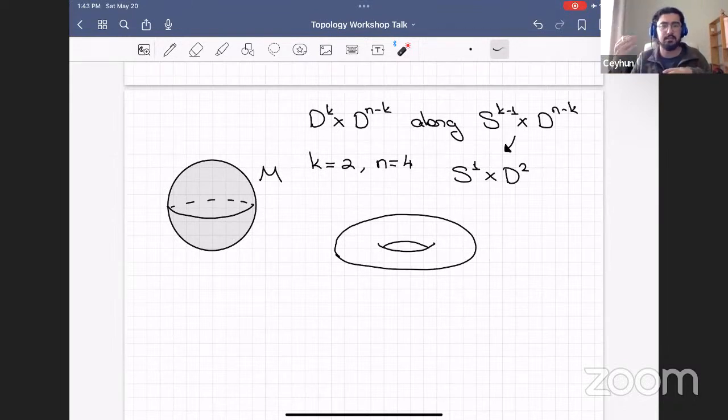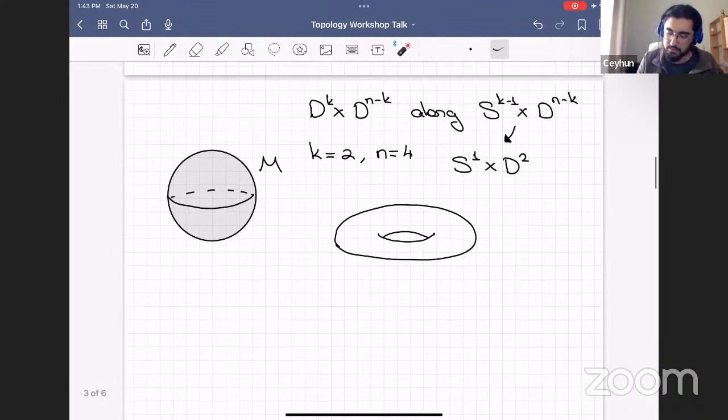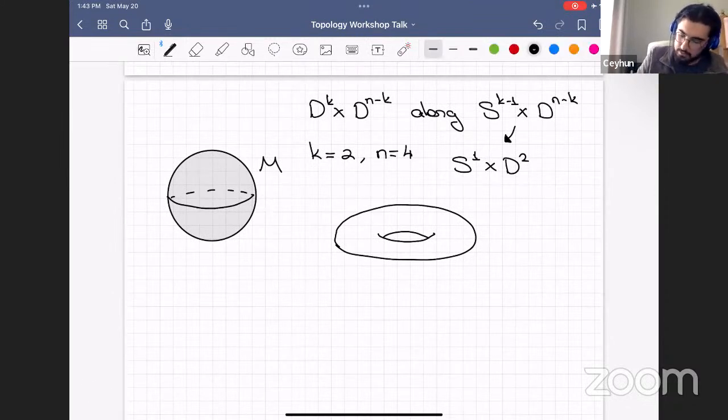And it's obvious that the only important thing about this handle, if you want to classify these handles, is that we need to understand this attaching region, which is this S^(k-1) cross D^(n-k). So understanding how we attach this handle classifies everything about these handles. So how are we going to do that? First of all, in this specific example, when n is equal to 4, we have this S^1 in the middle.